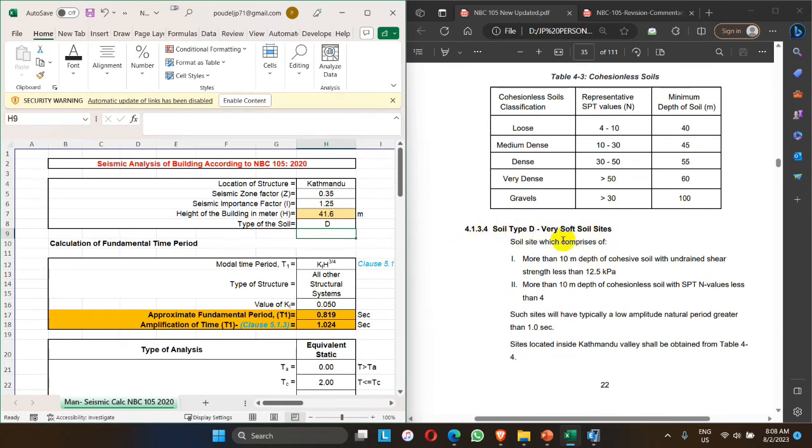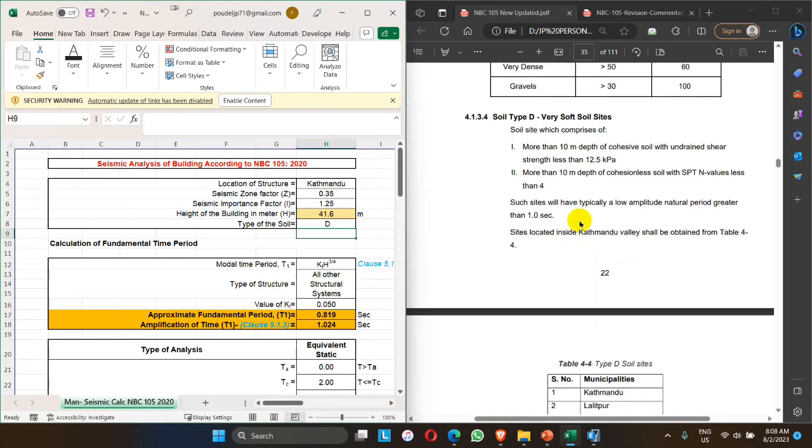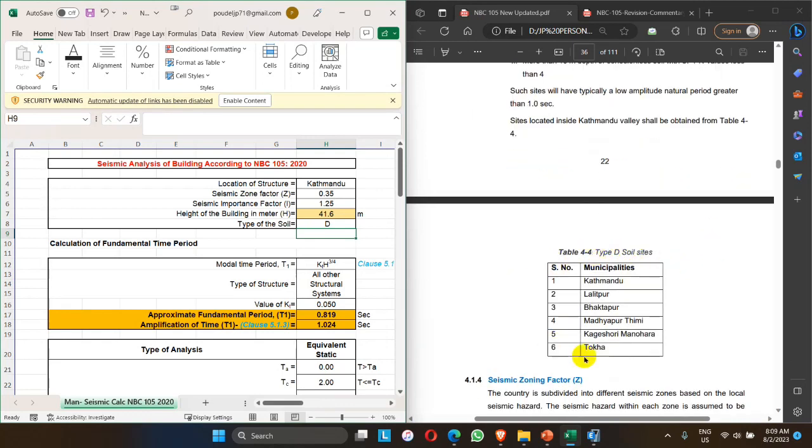Soil type D is for very soft soil sites, which comprise cohesive soil more than 10 meters deep, with soil strength less than 12.5 kPa and SPT values less than 4. Such sites typically have a low amplitude natural period greater than 1 second, and sites located inside Kathmandu Valley, obtained from table 4.4, are considered as type D soil. Okay, we consider Kathmandu as type D.